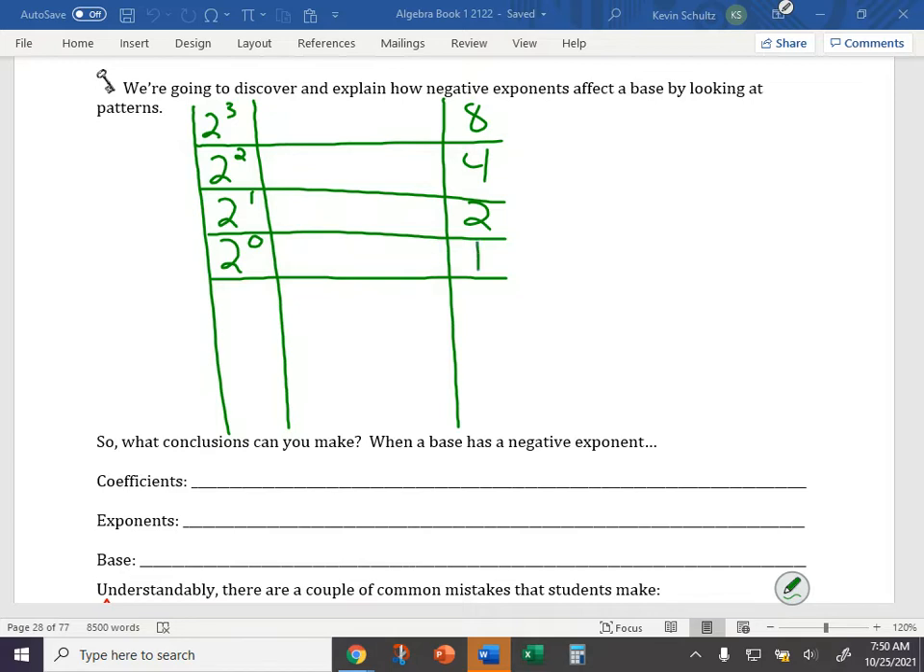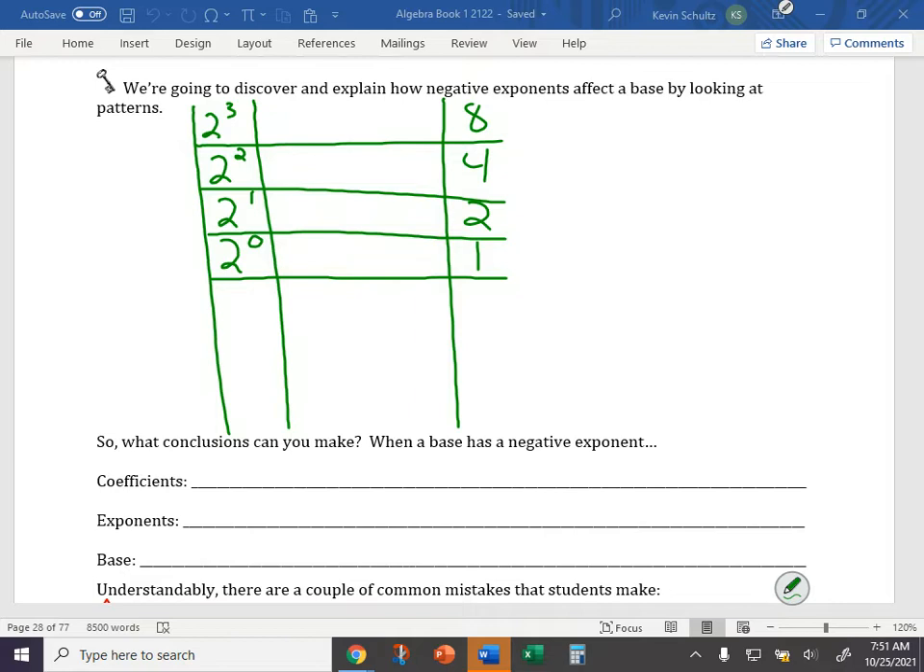So we're going to stop here, and let's take a look at what's happening. As we decrease our exponent by 1, what's happening to the value? From 2 cubed to 2 squared to 2 to the first to the 0. Catherine? It's getting smaller. Okay. Jack? It divides by 2. How it's getting smaller is that it's being divided by 2 each time, right? From 8 to 4 to 2 to 1.